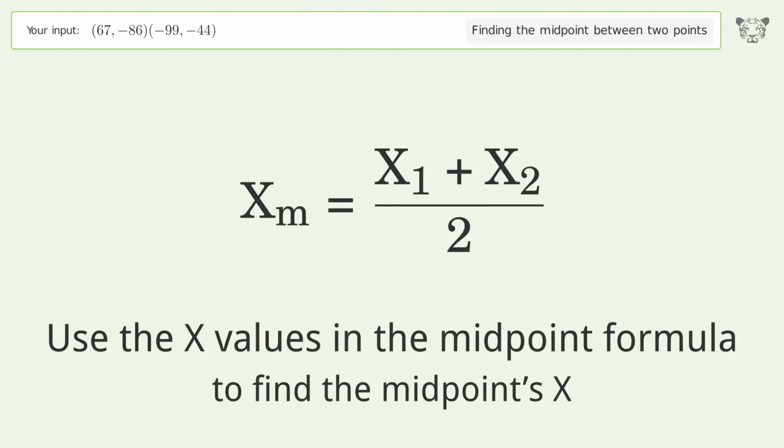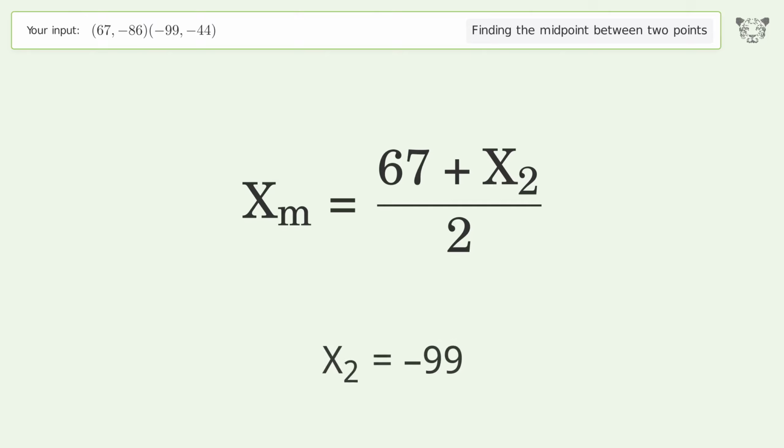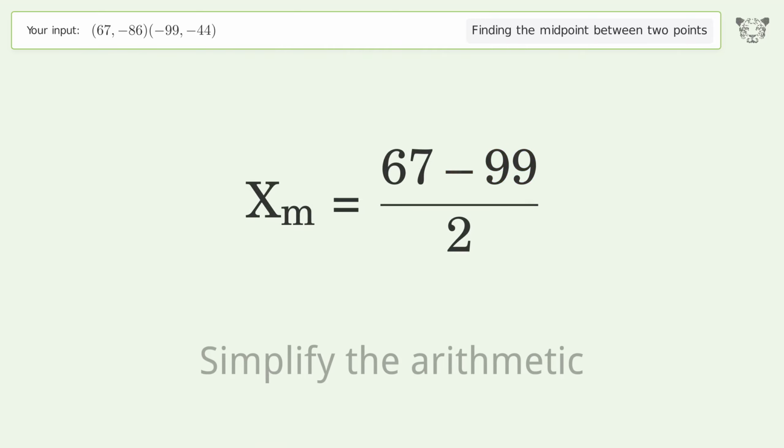Use the x values in the midpoint formula to find the midpoint's x. x1 equals 67. x2 equals -99. Simplify the arithmetic.